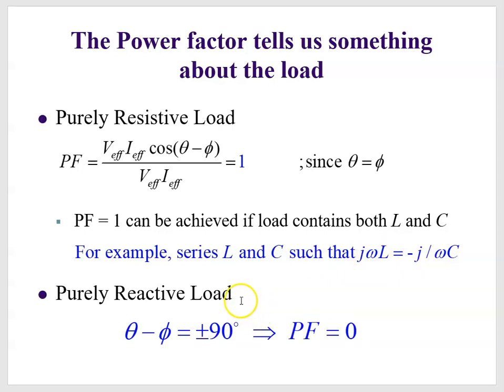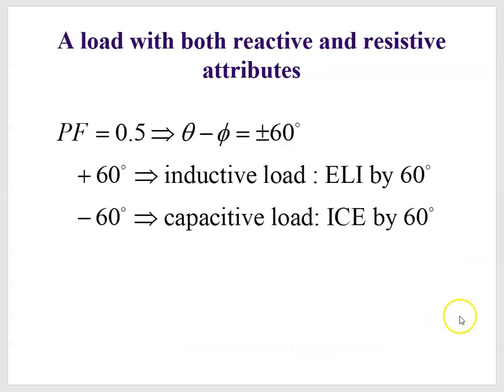A purely reactive load, then we're going to end up with our theta V minus theta I. I'll just substitute in here so it's clear. I've always used theta for voltage and phi for current, but that's going to be plus or minus 90 degrees. The voltage leads, it's going to be plus 90 degrees for an inductor, negative 90 degrees for the capacitor, but the power factor is going to be equal to 0. So that's the range of our power factor between a completely reactive load to a completely resistive load.